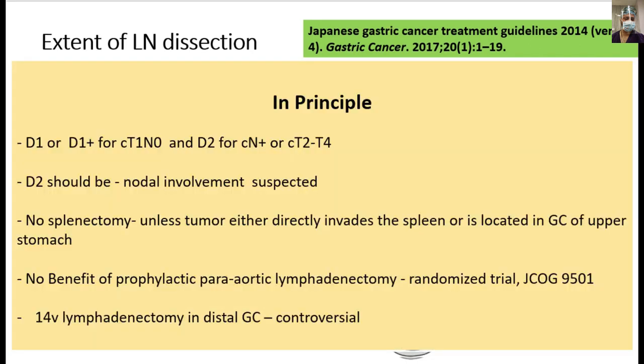In principle, D1 or D1 plus lymphadenectomy is required for T1N0 tumors of gastric cancer, and D2 is required for any tumor in which there is a clinical suspicion of lymph node positivity, or any tumor which is T2 and above. D2 lymphadenectomy should be done if nodal involvement is suspected intraoperatively. There is no requirement of splenectomy unless the tumor either directly invades the spleen or is located on the greater curvature of the upper stomach, which is impairing the lymph node harvest. There is no benefit of para-aortic lymphadenectomy, which has been proved by the randomized trial JCOG 9501, which is a Japanese trial.